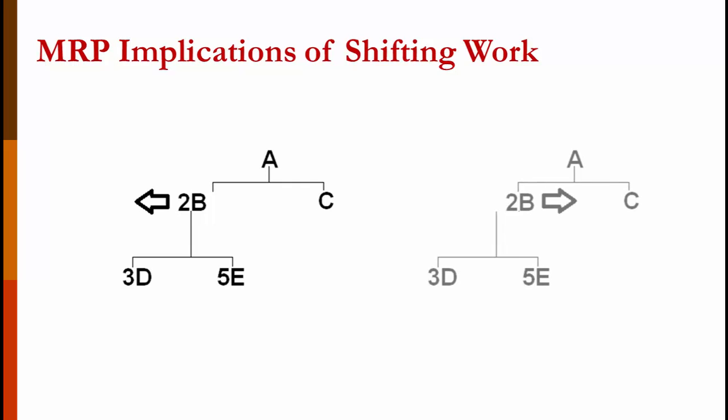On the other hand, if we want to make B later, that doesn't affect D or E. They can be made in their original schedule and just held in inventory until we're ready to make the B. Doesn't affect the C either because there's no connection between B and C. But if we're going to make B later, then that causes us to have to make A later. So making things earlier affects the stuff below it in the bill of material. Making stuff later affects the stuff above it in the bill of material.